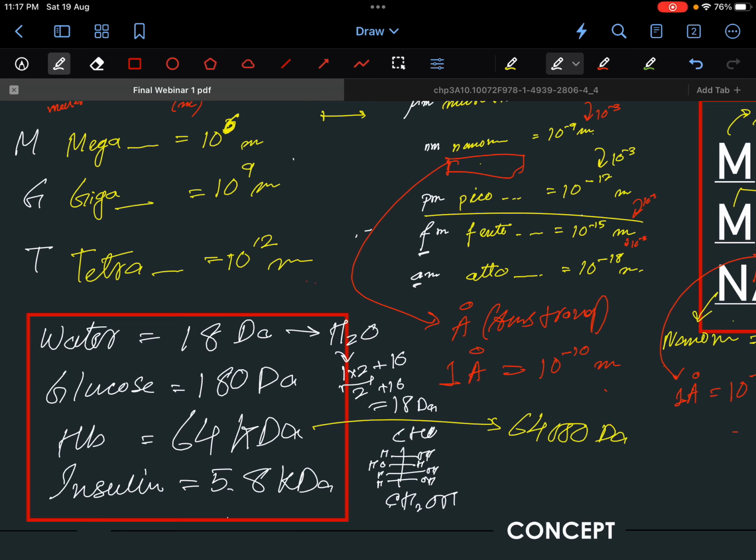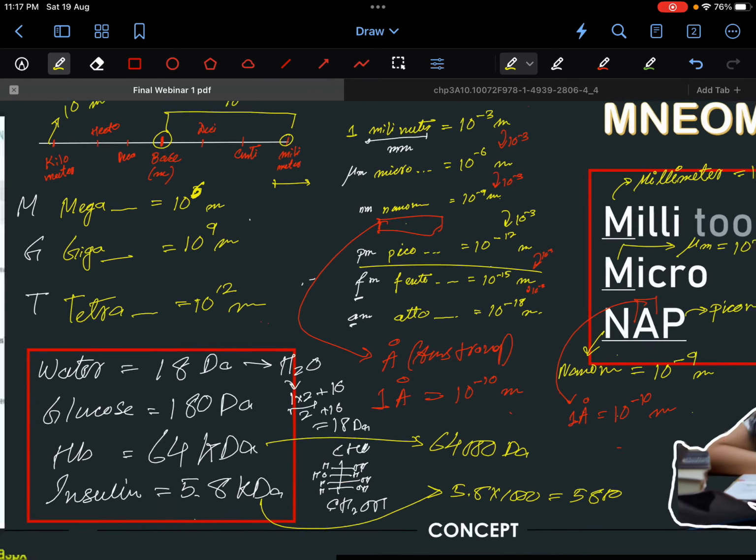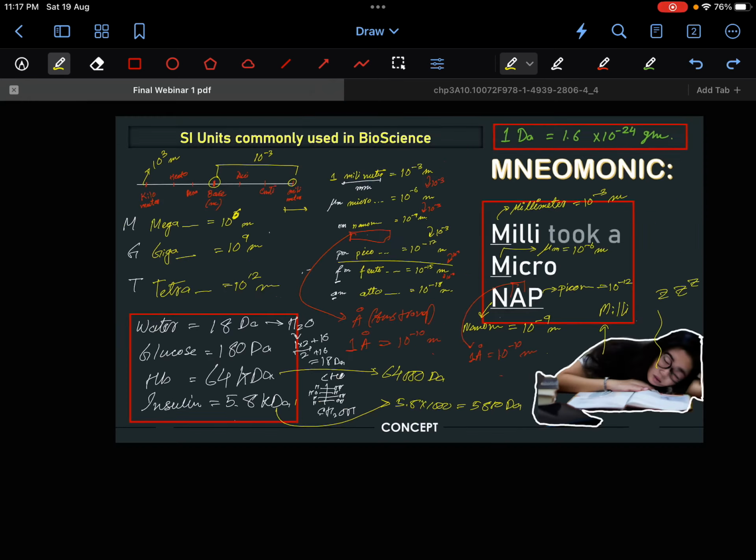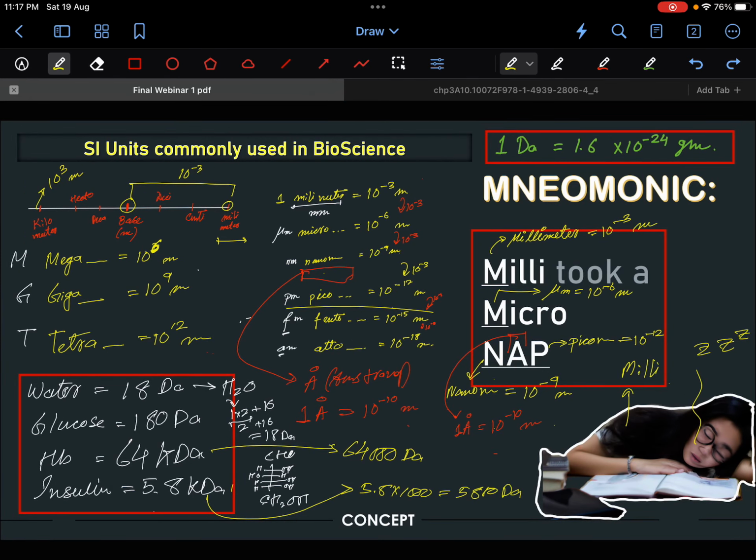Again, 5.8 kilodalton means 5.8 into 1000, that is 5800 dalton, right? 5800 dalton. Okay, so these are the common SI units and common measurements that we need to know, and this is the mnemonic that will help you to remember these SI units.